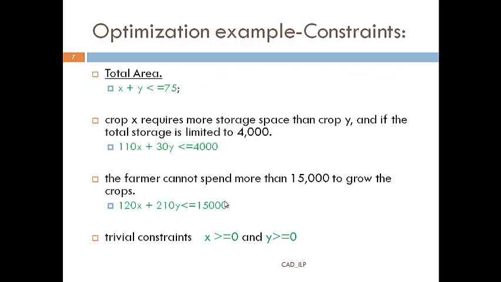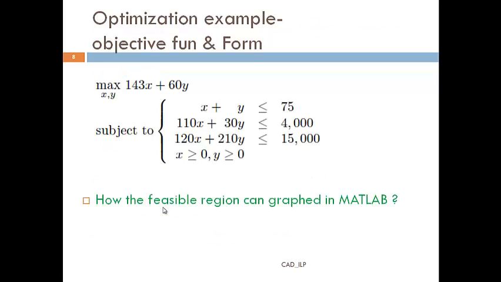Now some more constraints are given. That is, X plus Y, the crop X and crop Y, must occupy an area of no more than 75, which is the total area he has. Then a total storage limit constraint is given, and the farmer cannot spend more than 15,000 to grow the crop. This is his budget. So with all these constraints, he has to find the optimum value for X and Y, that is, to make the highest revenue. So this is a generic canonical form actually.